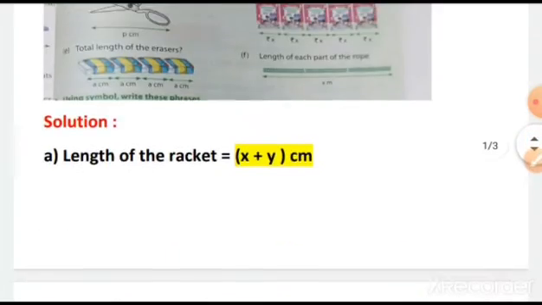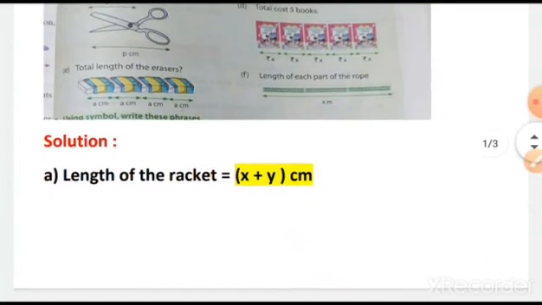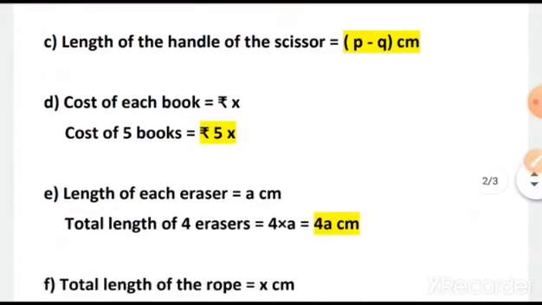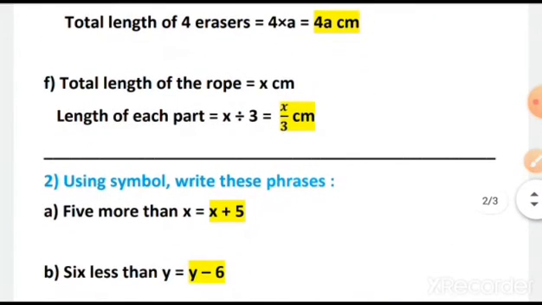Next is number F. You have the length of each part of the rope. So here the total length of the rope is given, which is x meter. So the rope is being divided into 3 parts. So the length of each part will be x divided by 3. So that is x by 3 centimeter.